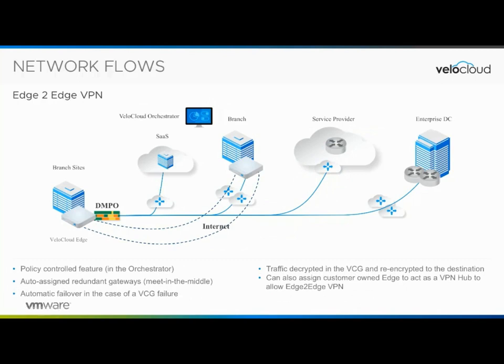Edge to edge, branch to branch VPN. It goes through the gateway or through the hub site. Or you could also enable dynamic edge to edge.